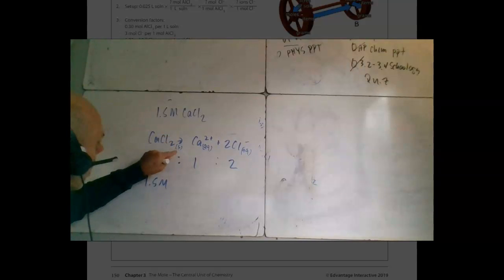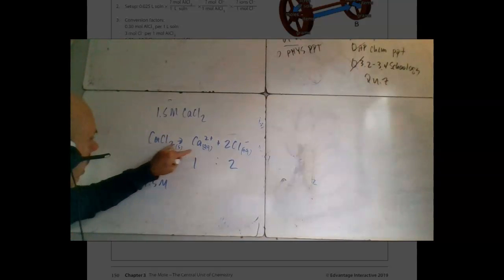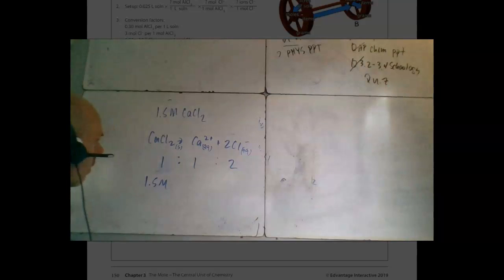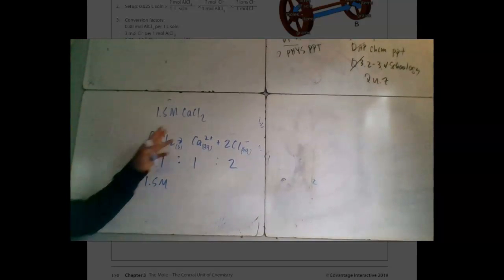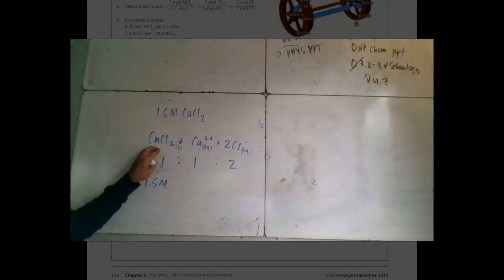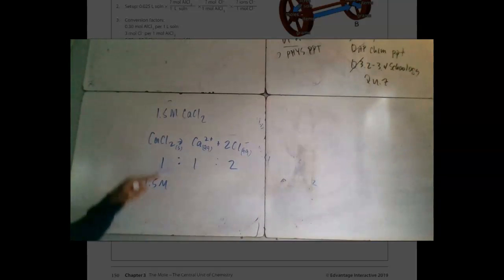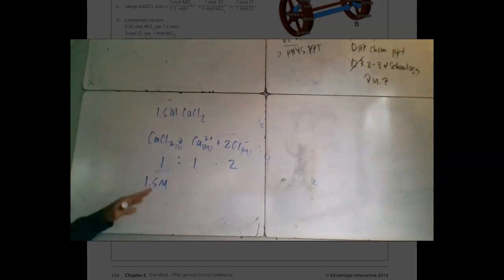And I'm going to put an S there to say that this is in its solid form, and this is the ions separated once they're dissolved in water. Well, calcium chloride is CaCl2, so for every calcium chloride formula unit that dissociates, we get 1 calcium ion and 2 chloride ions. It's a 1 to 1 to 2 ratio. And the molarities will adhere to this ratio, a 1 to 1 to 2.